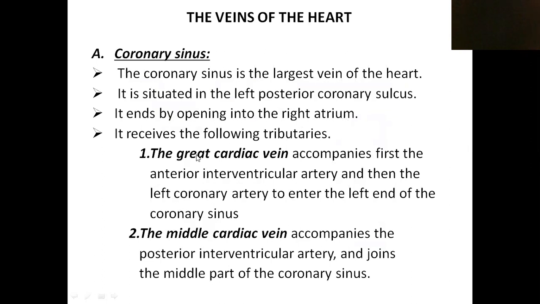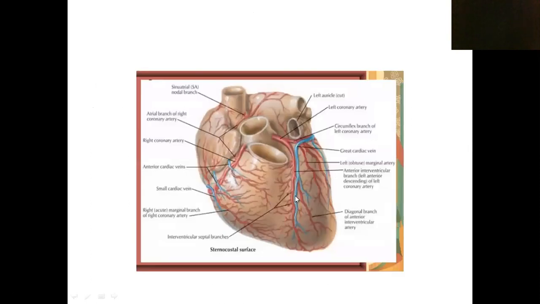These are some of the tributaries of the coronary sinus. What are they? One is the great cardiac vein, which accompanies the anterior interventricular artery. What is the name of that vein? Great cardiac vein. Understand? See this one, this vein, this is the great cardiac vein. First, it lies along with this anterior interventricular artery. So along with that, we can see the great cardiac vein.